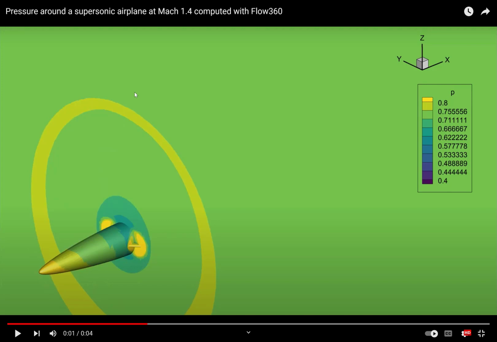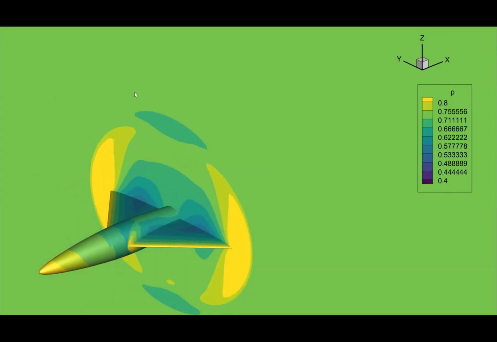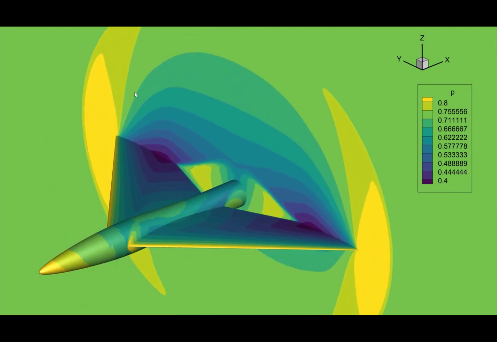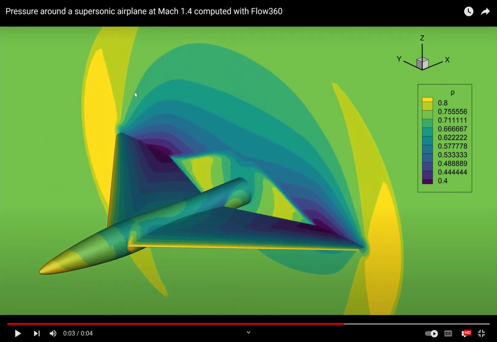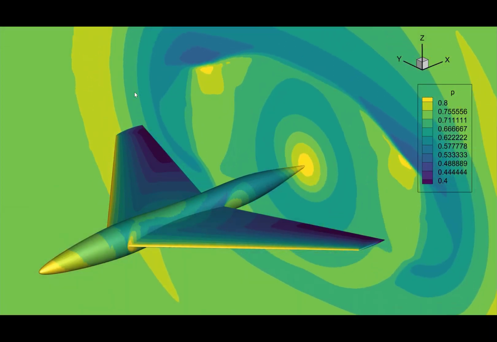And here we have another pair of waves starting from the leading edge of the swept wing, right? So we can see these also now propagate out. And when the wing ends, we have further a set of rings propagating outwards. And when the fuselage ends, you have yet another wave that comes out.